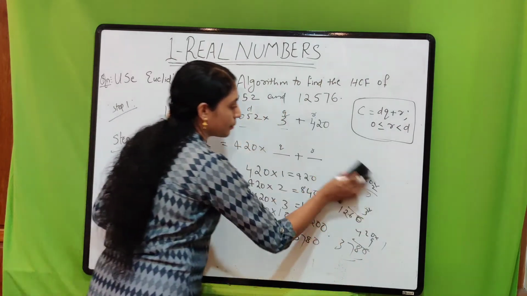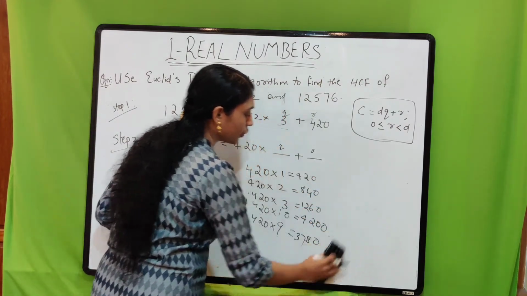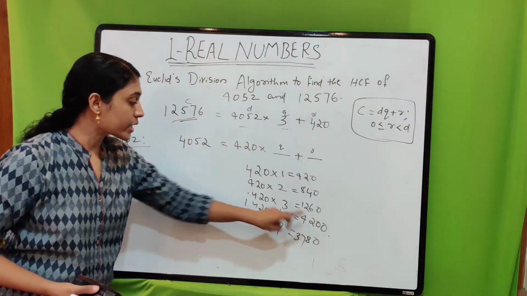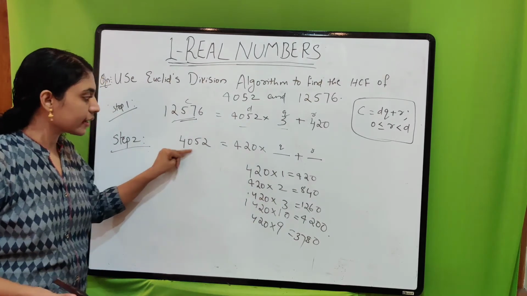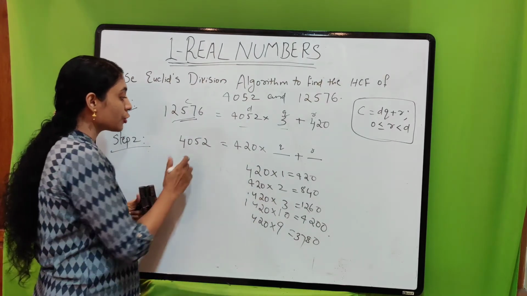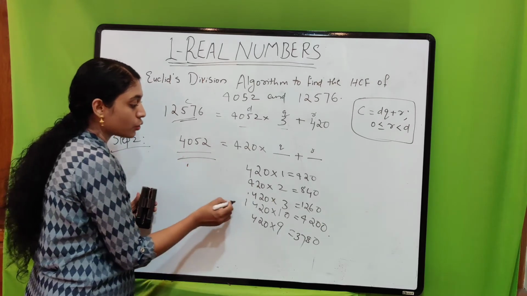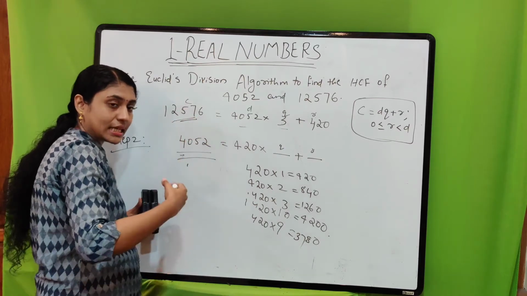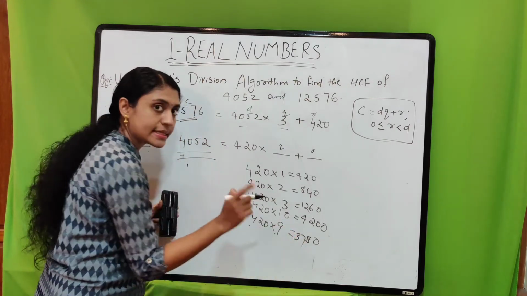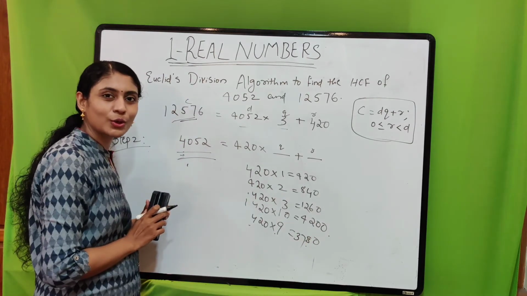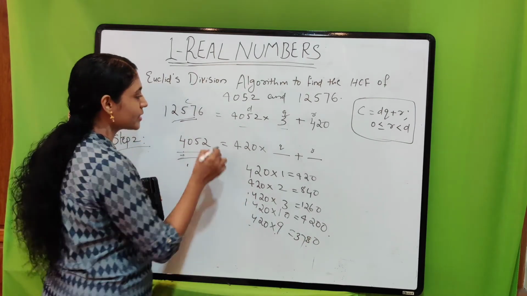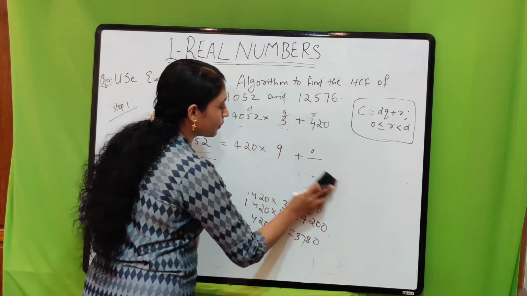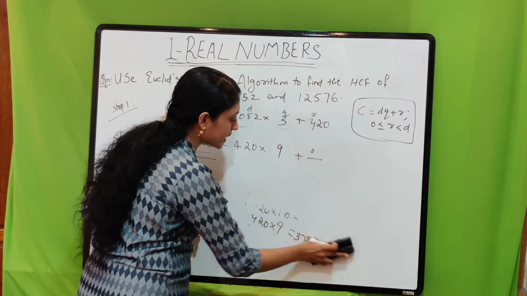See, when we do 420 into 1, 420 into 2, 420 into 3, likewise up to 420 into 10, it is 4200. That is greater than this one. We have to find a number which should be less than or equal to 4052, right? So into 10 it is 4200. Then we have to find a number which is less than 10. So 420 into 9 is 3780. That is less than 4052, right? So we can apply into 9. So 420 into 9 plus what is the remainder? 420 into 9 is 3780, right?